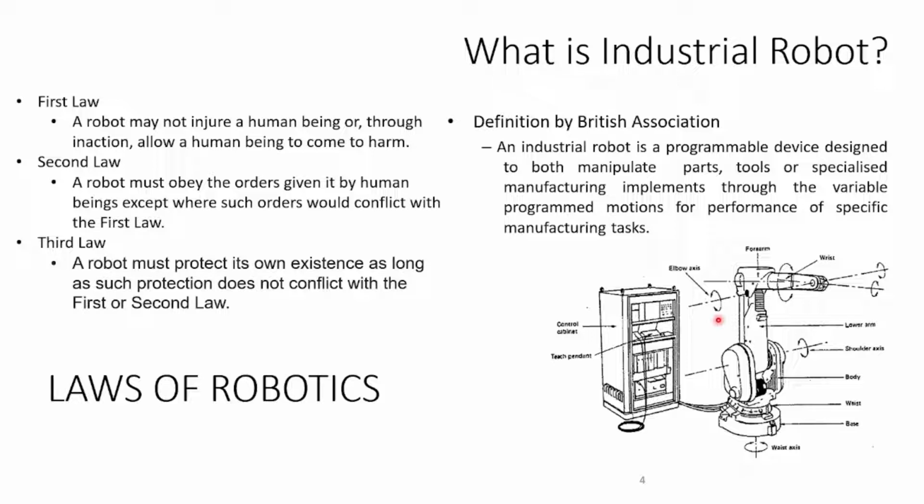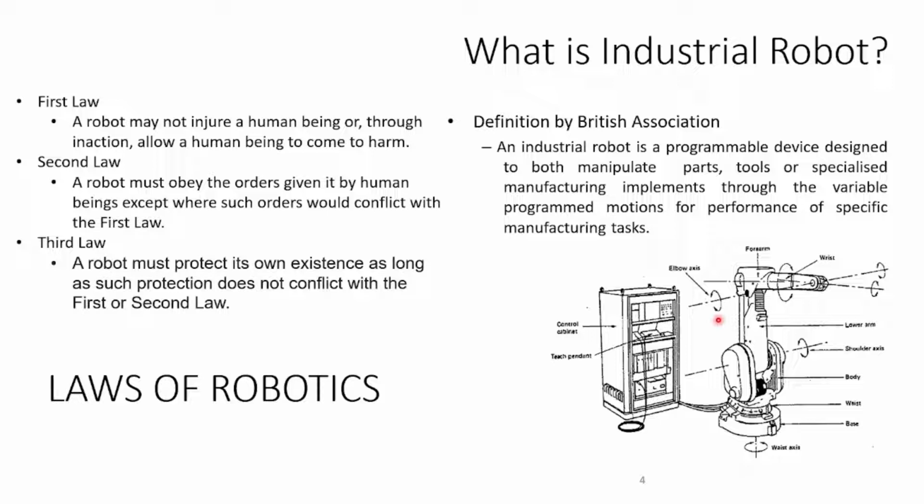The robot must protect its own existence as long as such protection does not conflict with the first or second law. In other words, the robot always tries to protect itself and its existence because it is a machine and is made for that. But there is a condition that it should not conflict with the first and second law.